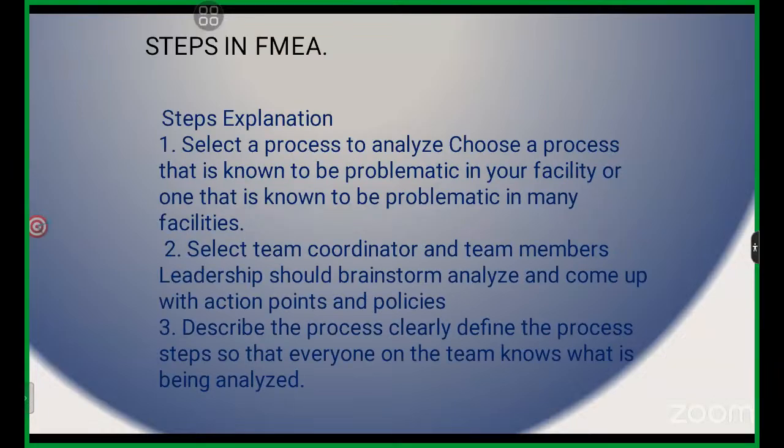We are going to look at the steps in FMEA, the steps involved in failure mode and effects analysis. First, you select a process to analyze. Choose a process that is known to be problematic in your facility, one that is known to be problematic in many facilities. You can check in your facility, and also in other comparable facilities, for the potential problems that might be there.